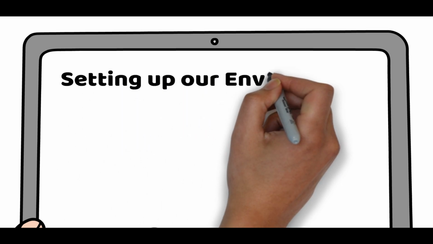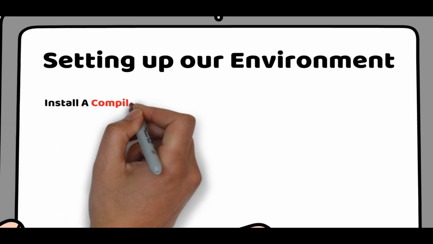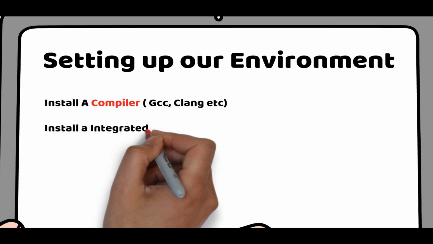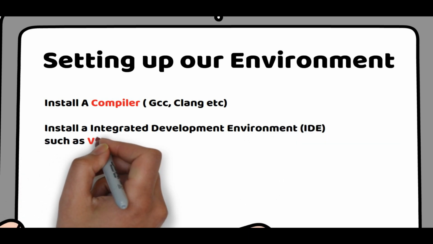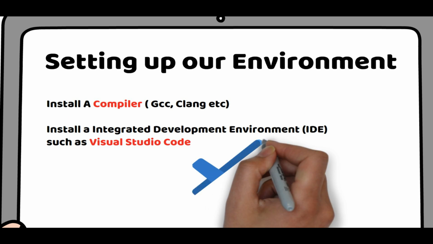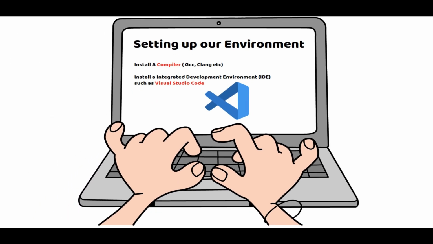Before we can write and run our very first C program, we need to set up our development environment. In this video, I will show you how we can install a compiler and set up an IDE, that is an integrated development environment, the most popular one being Visual Studio Code. We'll see how we can make use of an IDE to write our very first program, compile it, and then run it on our computer. So without wasting much time, let's get started.